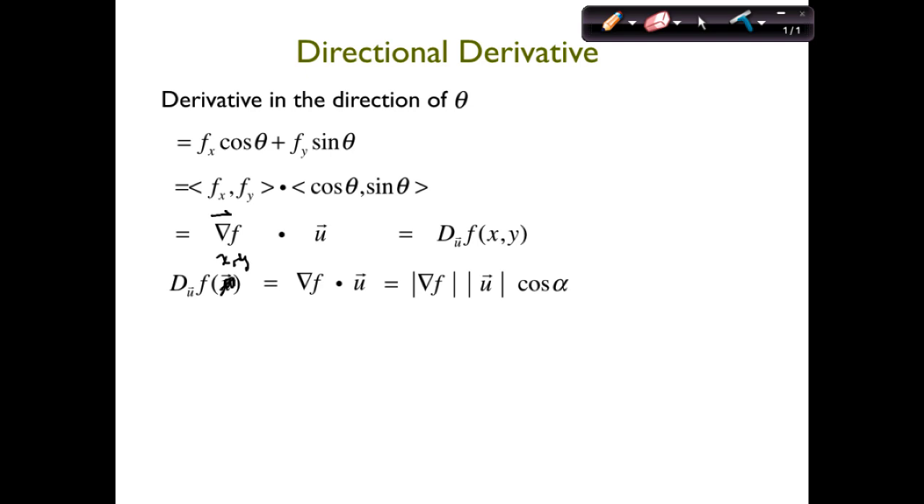But what is the magnitude of the unit vector? It's just 1. It's always 1, right? So that just goes away because you're multiplying by 1. So you can say another way to calculate the directional derivative is the magnitude of the gradient times the cosine of the angle between those vectors.